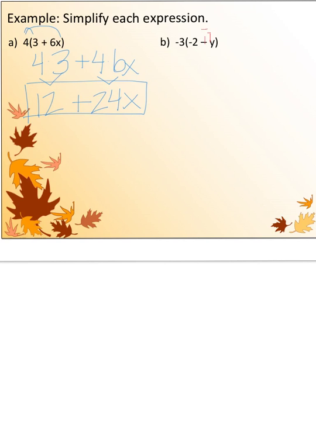It's important to make sure you can see that negative. A lot of students will do the keep, change, but they will miss it because it kind of blends in with the rest of their work. So just make sure it's visible so you can see it.